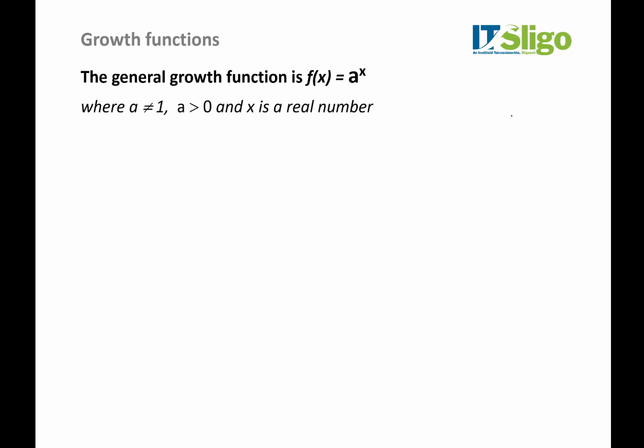There are a few conditions. A can't be equal to 1, otherwise it makes no sense, because 1 to the power of any power would always be 1. It must be a positive value, and x is a real number. Real is a mathematical definition. It can be a fraction, it can be a decimal, it can be positive, it can be negative.